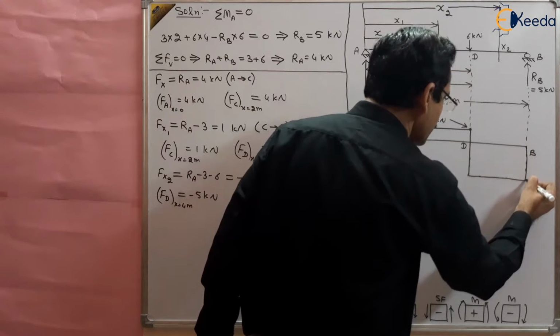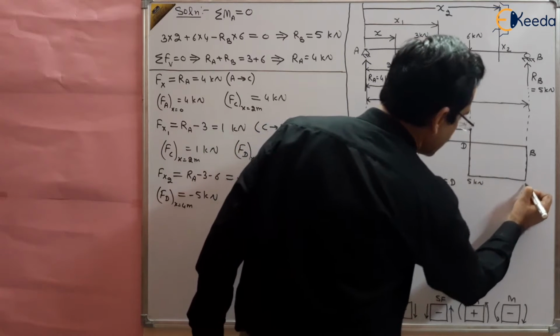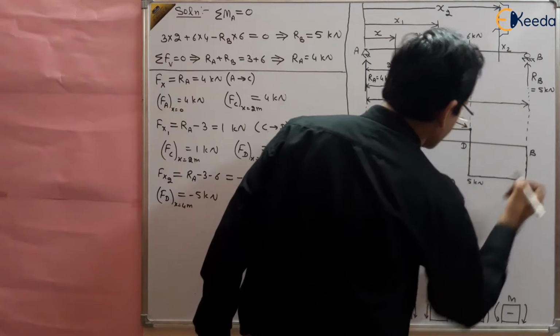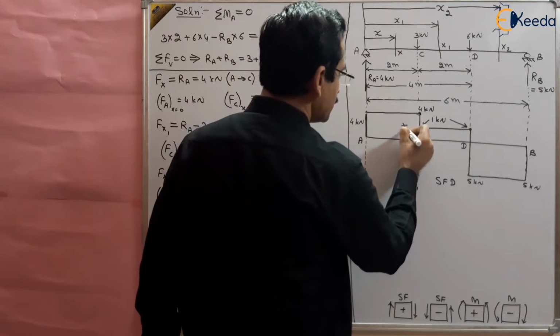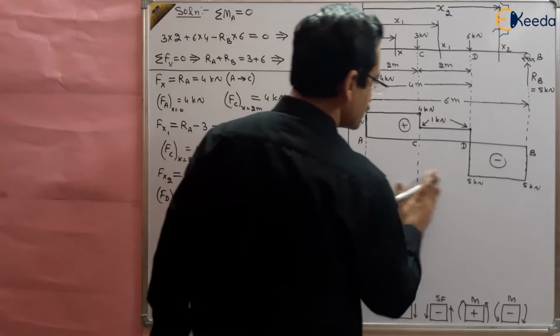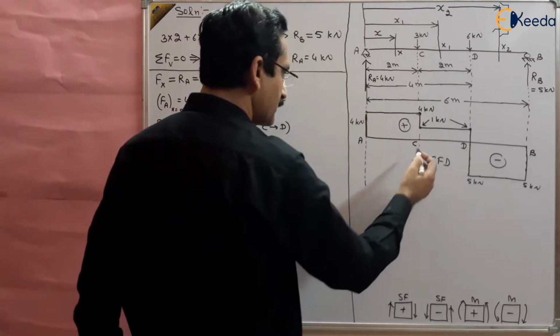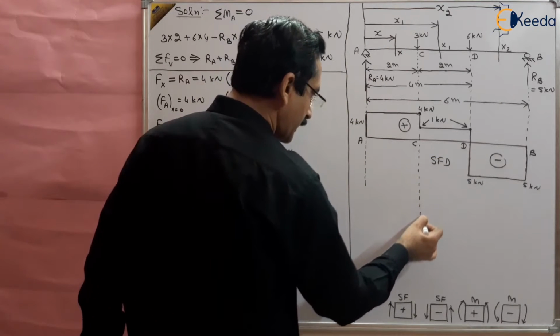So this is the diagram. This is minus 5 kilonewton and this is again minus 5 kilonewton. Here it is positive and here it is negative. So this is the shear force diagram for the given beam. Now we want to draw the bending moment diagram.